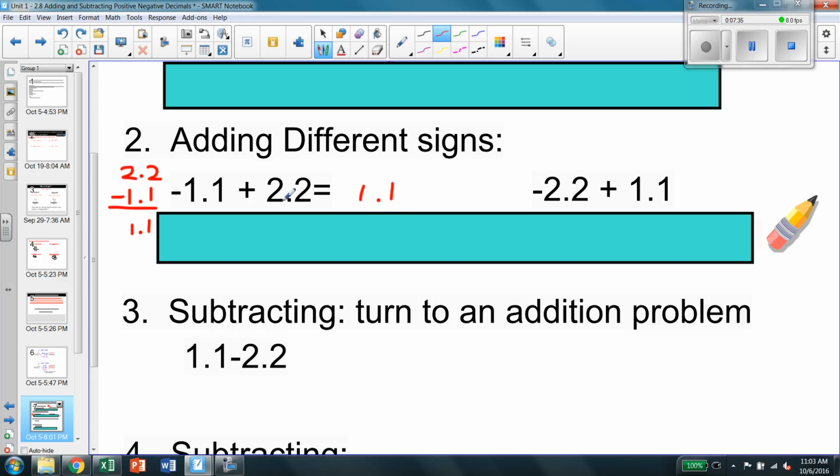So look at the numbers. This one is positive, and it has a greater absolute value than this one, which is negative. So our answer must be positive. Notice if we did the same thing in this problem, there are more negatives than positives. Or you can think of it as the absolute value of this one is greater than the absolute value of this one. So our answer here would be a negative 1.1.